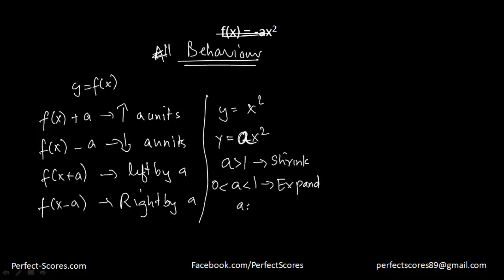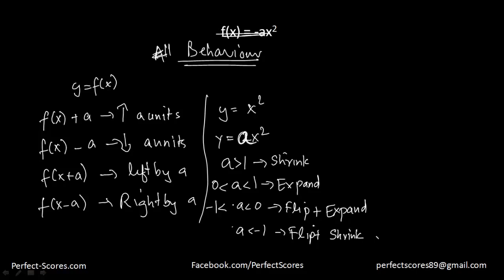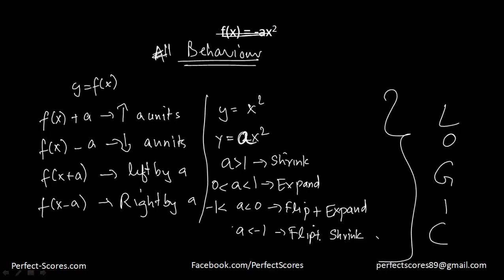If a is less than 0 but greater than negative 1, then the graph will flip plus it will expand. And if the value of a is less than negative 1, then the graph will flip plus it will shrink. Right? So this is the behavior of a graph that you need to understand, and believe me, if you understand all this, it's all logic that will help you in your questions.